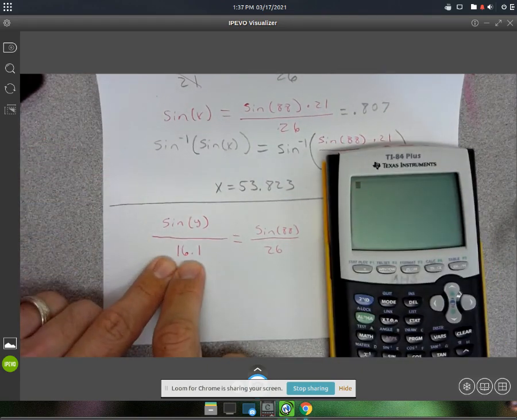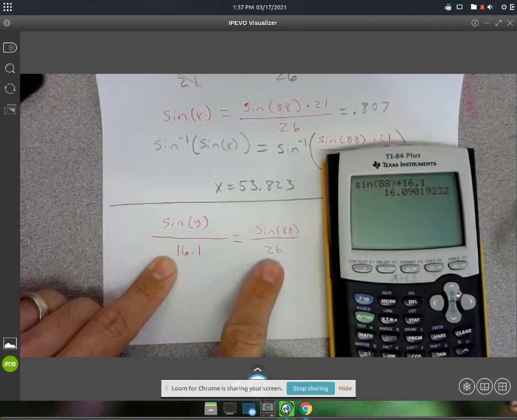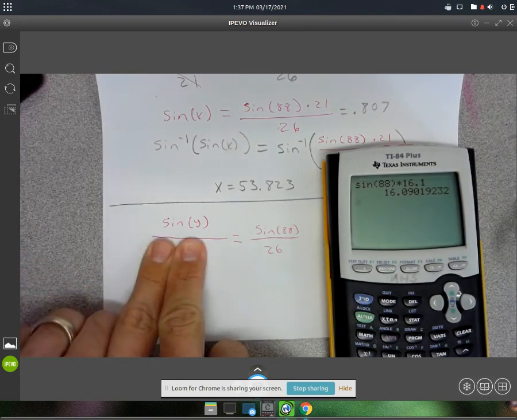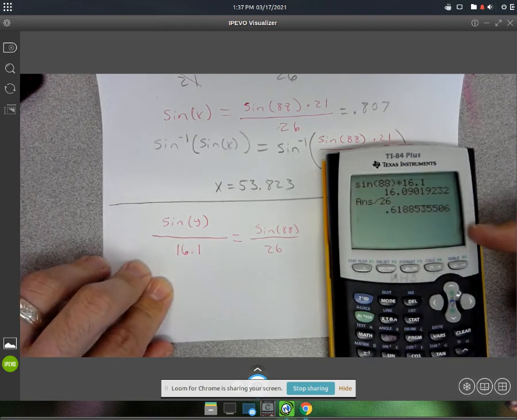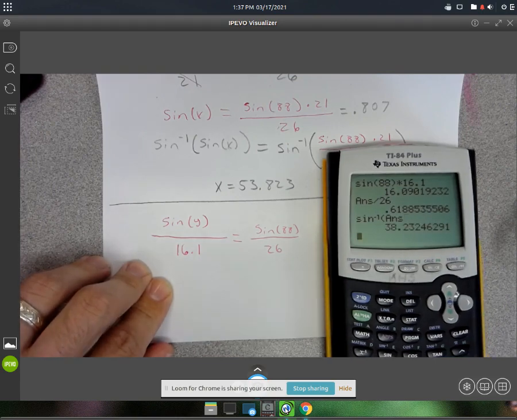All right, so I'm going to multiply through by 16.1. So it's like cross multiplying here. So I get sine of 88 times 16.1, and then I'm going to divide that by 26. When I multiplied by 16.1, I got it out of the denominator, and that's how I'm getting sine of y by itself. So I'm going to take that answer and divide it by 26. And now I need to do the sine inverse of this answer. So sine inverse of my last answer, and that gives me 38.23.